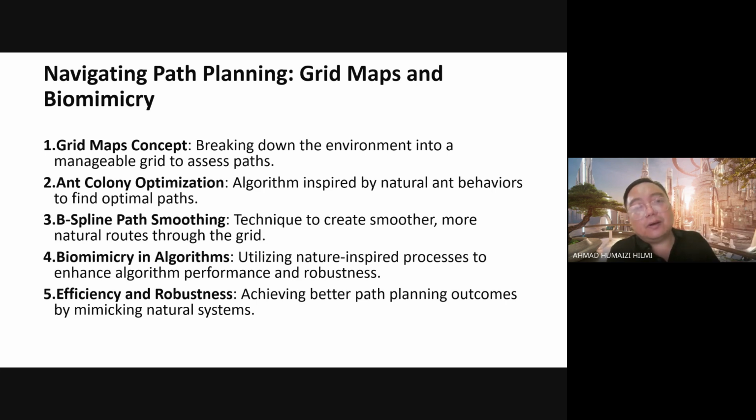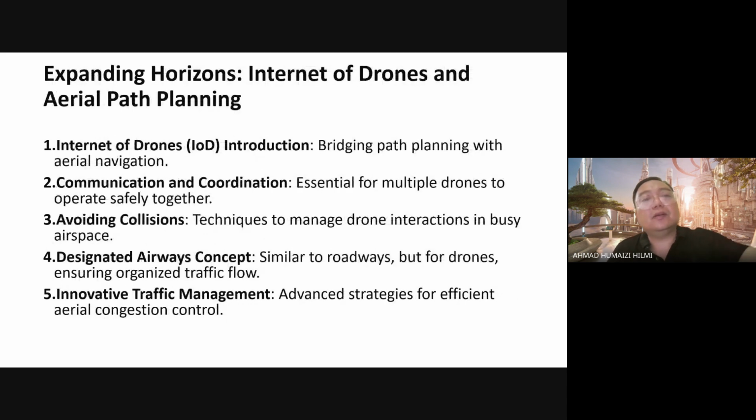Although the path is already there, this B-spline path smoothing tends to make it smoother, meaning that it tries to adjust the pathways to make it slightly economical. Okay, biomimicry in algorithms, like I said, we want to replicate nature, like ant colony optimization, for efficiency and robustness, achieving better path planning outcomes by mimicking natural systems. And then expanding horizons: internet of drones and area path planning.